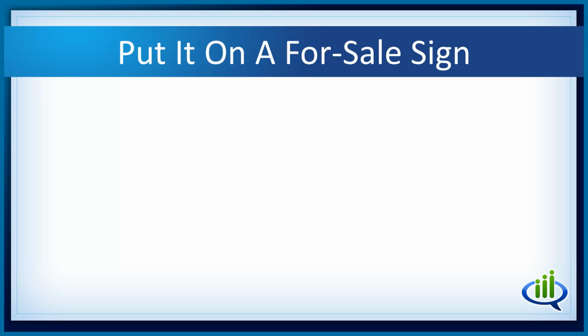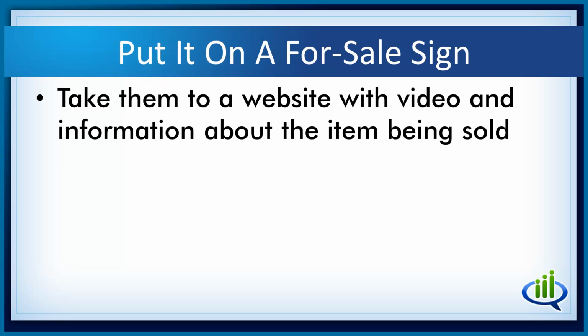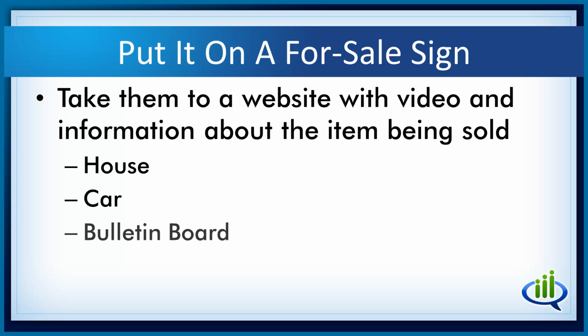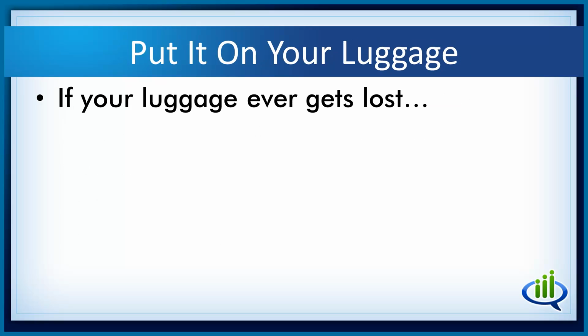How about putting it on a for sale sign? So let's just imagine that you're trying to sell a car, a house, whatever. This takes them to a website with video and information about the item being sold. So you can do this for your house, walking through your house and giving them a little tour. You can do this for your car. You can even put this on one of those things that you put up on the bulletin boards where people can pull off little tabs. Have them pull off little tabs that are QR codes so they can go home and find out more about the cat that you're giving away or whatever it is.